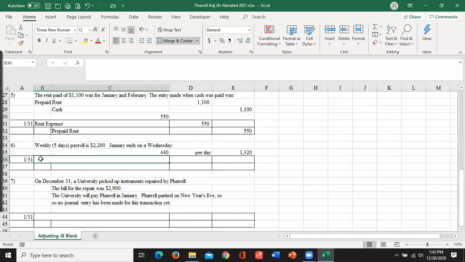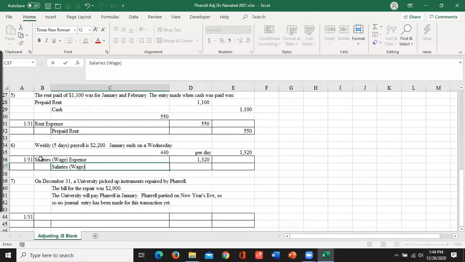If I've used up their services, it has to be an expense. So salaries, you can call it wage expense, depending on if you think these are people paid by the hour or paid on a salary. The $1,320. And I owe them, so that's salaries, generally whatever you called it up above. But now it's a payable because I owe them.